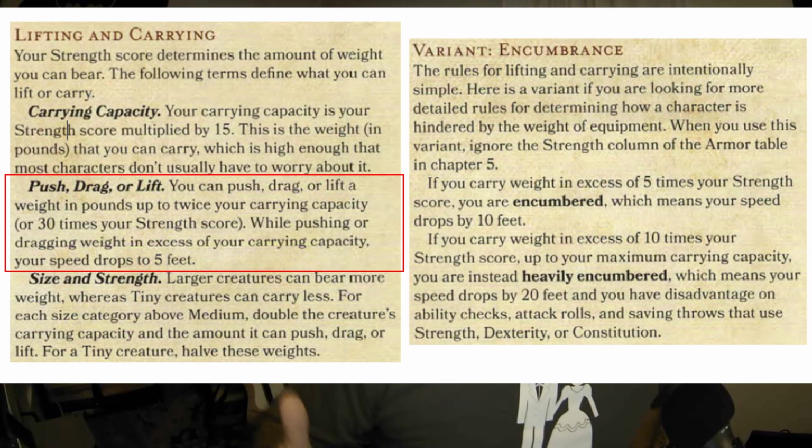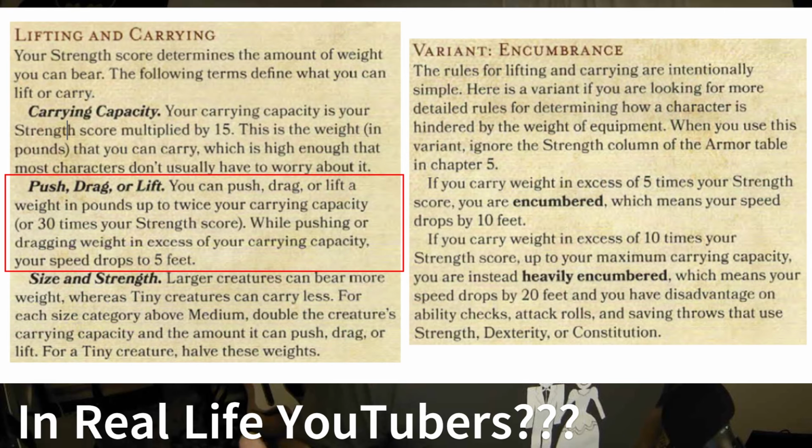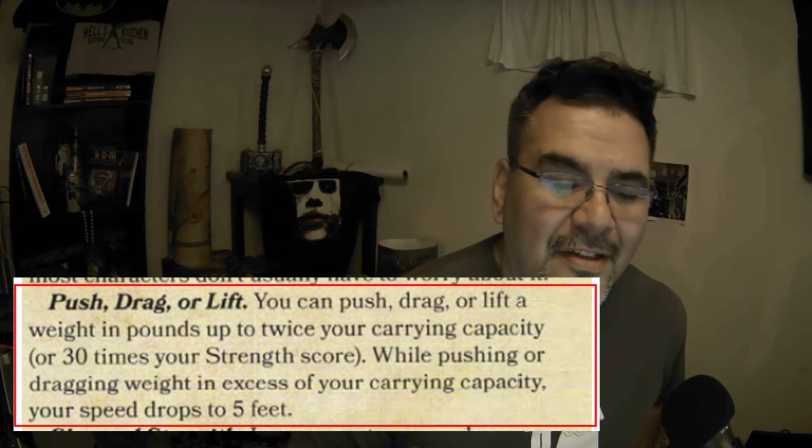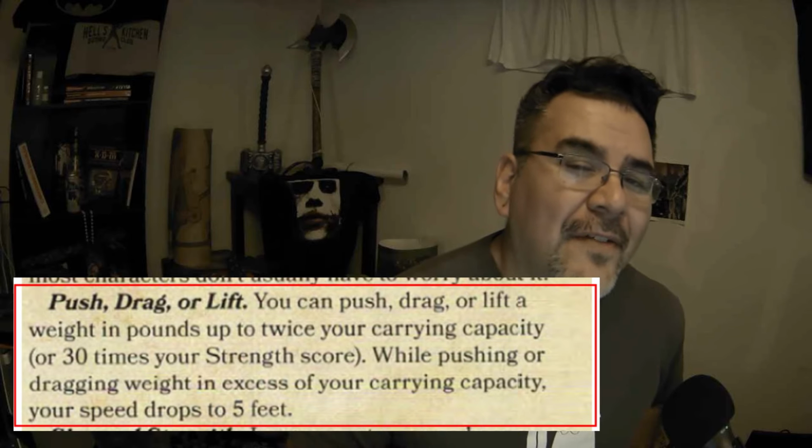So how can we calculate your physical power? Let's take a look at strength, looking at lift and carrying capacity. Now, I really want us just to focus on this push, drag, and lift. You can see here that your lift is 30 times your strength. And when you're lifting that, you can only move 5 feet.